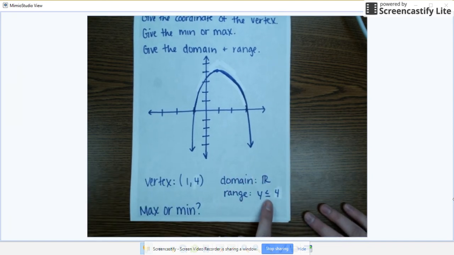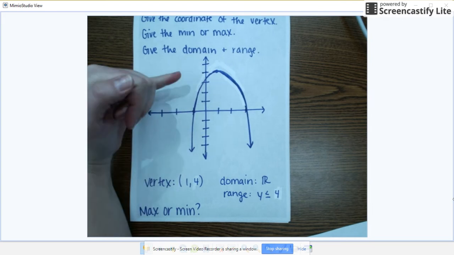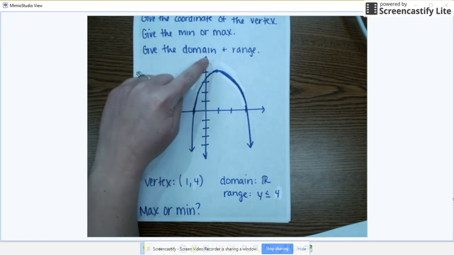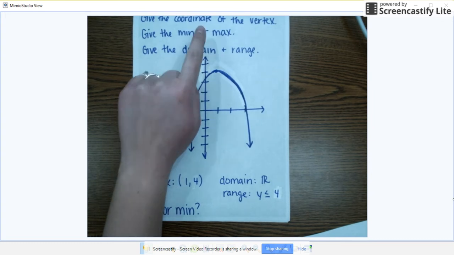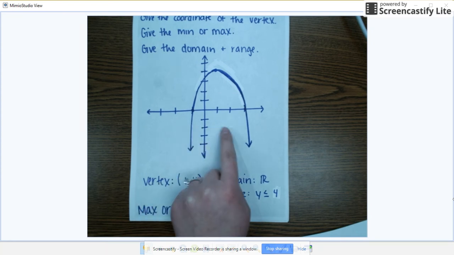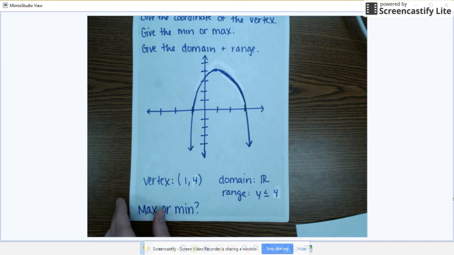This time our range, all of our y values have to be below that y equals 4, because remember, that's our highest point. So all of our y values are less than or equal to 4, meaning I don't have a defined y value at y equals 10 or y equals 6. If I looked at -2, I have 2 different y values, but none of our y values will be above that vertex. Okay, I want you guys to tell me whether our vertex is a maximum or minimum on this parabola.